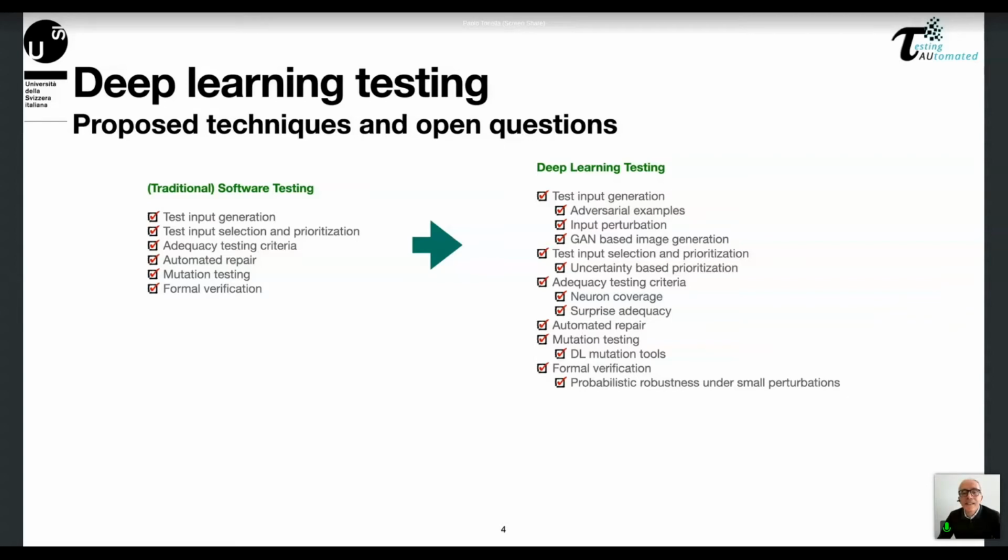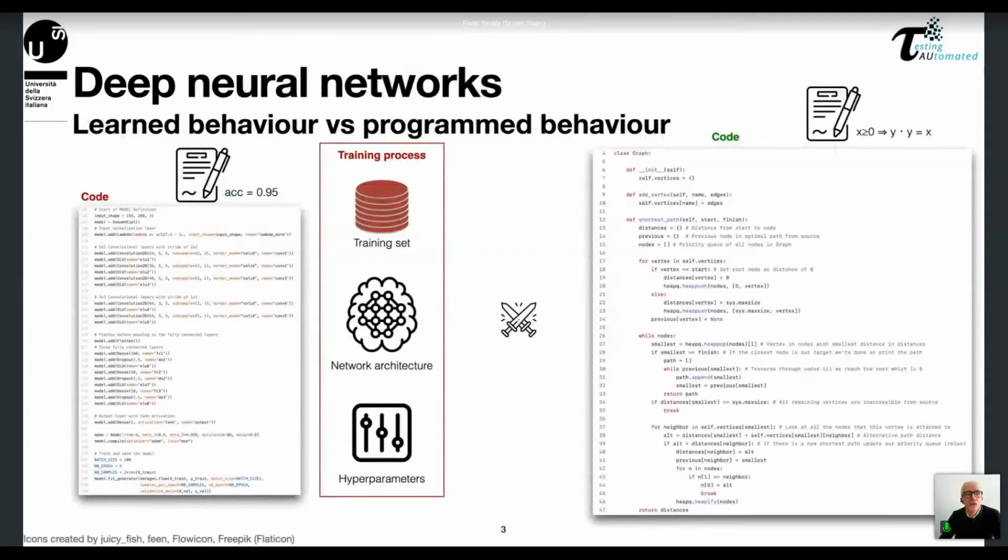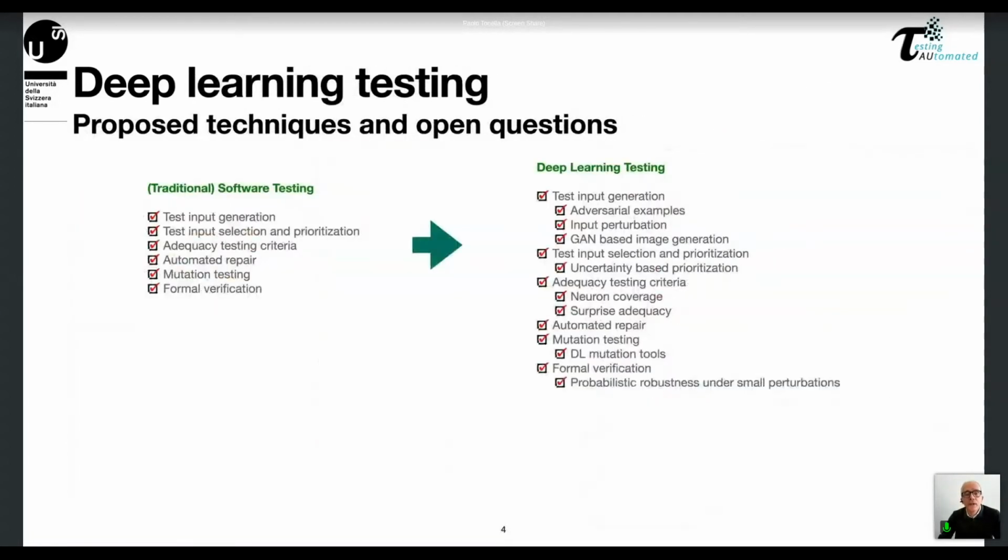We talk about adversarial example generation, input perturbation, or generation using generative adversarial networks, which are other neural networks that generate test inputs for the network under test. So the techniques are pretty different because of the nature, as we have seen in this slide, of deep learning components, which is very different from traditional software. And the same holds for the other testing techniques and approaches that have been migrated.